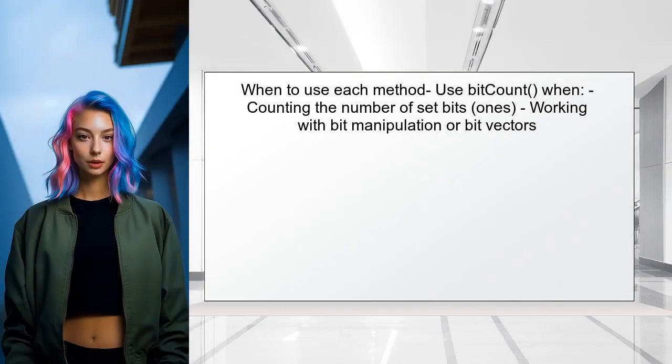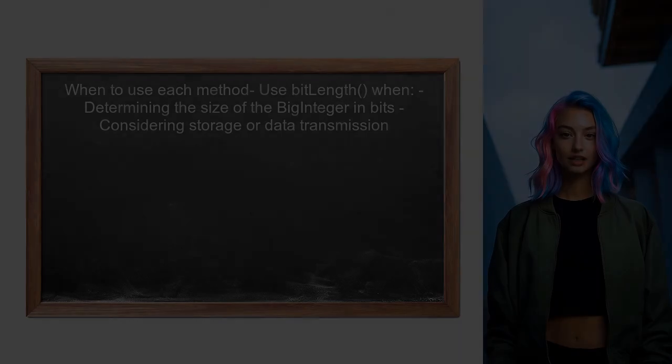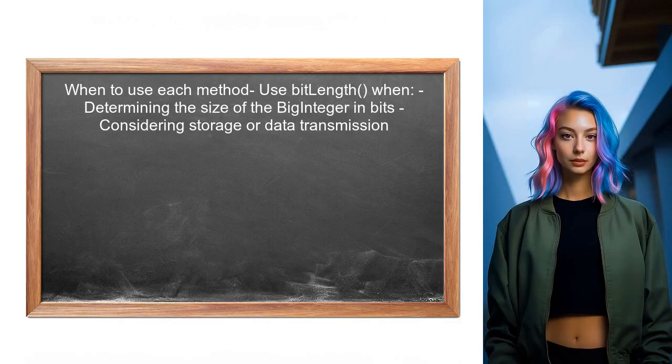Now let's clarify when to use each method. The user should use bitCount when they need to know how many bits are set to 1, which is helpful in applications like bit manipulation or bit vector operations. On the other hand, the user should use bitLength when they want to determine the size of the BigInteger in bits, particularly when dealing with storage or transmission of data.